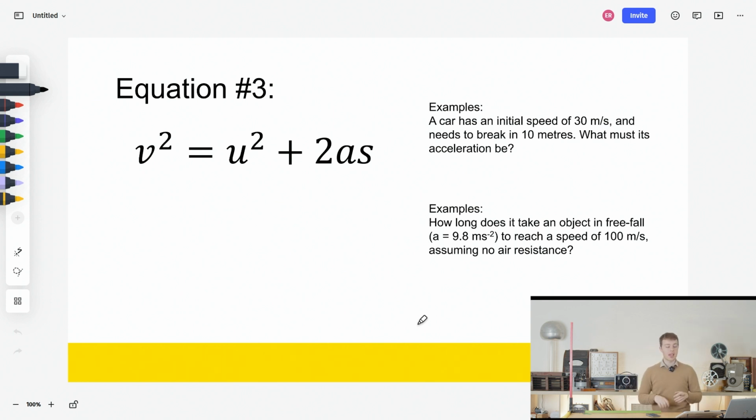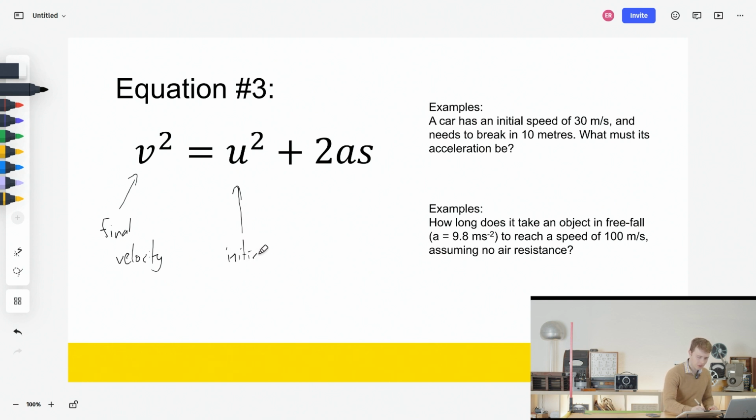This is, for example, a car has an initial speed of 30 meters per second, and it needs to brake in 10 meters. What must its acceleration be? Now again, you should know all these terms already, right? V is the final velocity, U is the initial velocity, A is the acceleration, and S is the distance traveled during the journey.